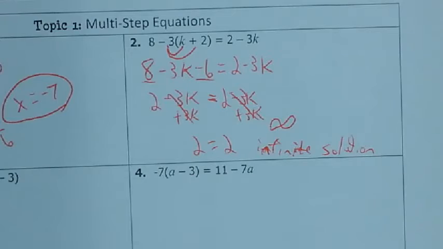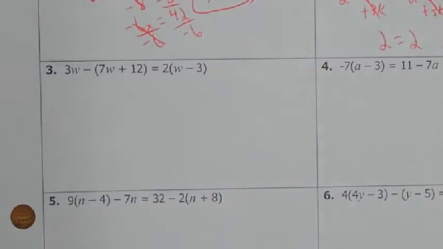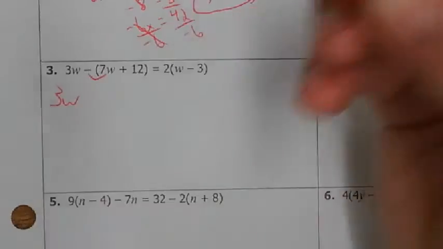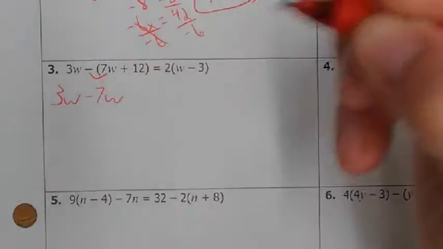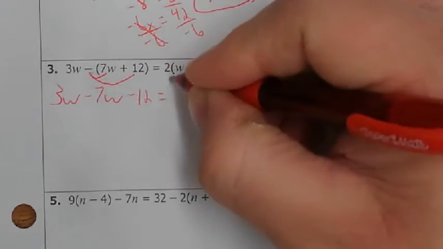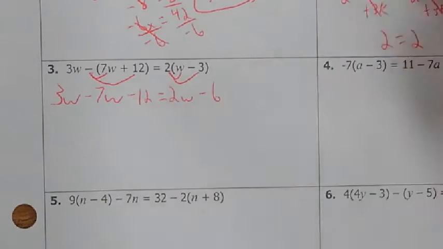Question about that one? All right. Number 3. Distribute your negative. So negative times 7w is -7w. Negative times 12 is a -12. 2 times w is 2w. 2 times -3 is -6.